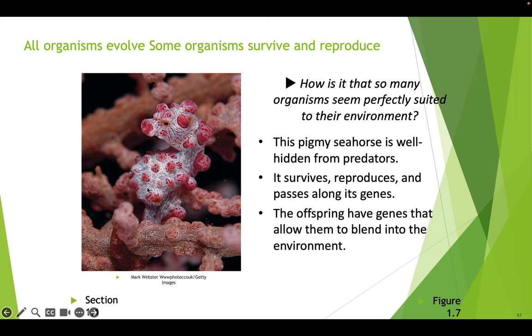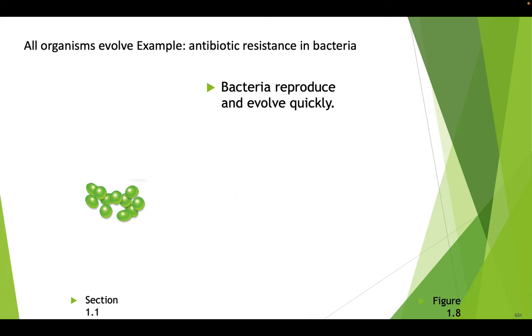The offspring that have the genes that allow them to blend into the environment are more likely to reproduce and have offspring of their own, right? And that's how these traits spread through a population. All right, another example here are bacteria.